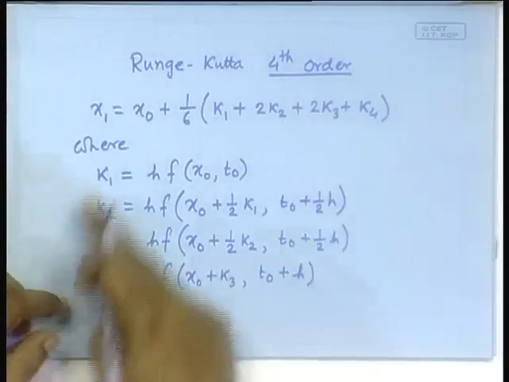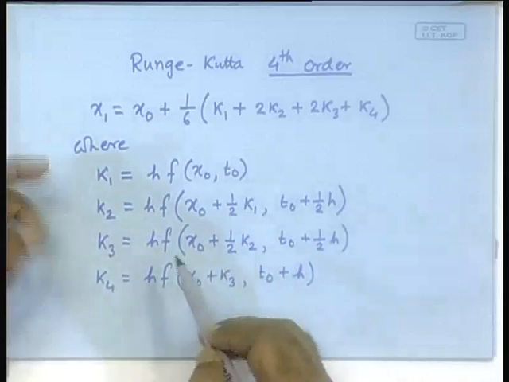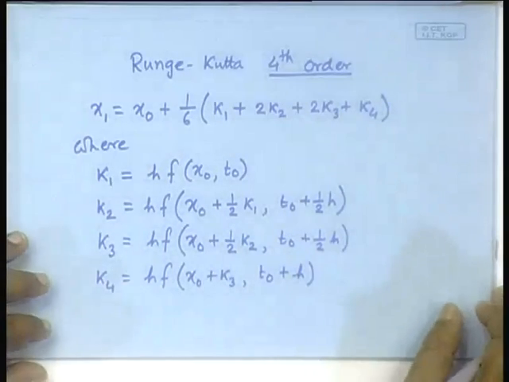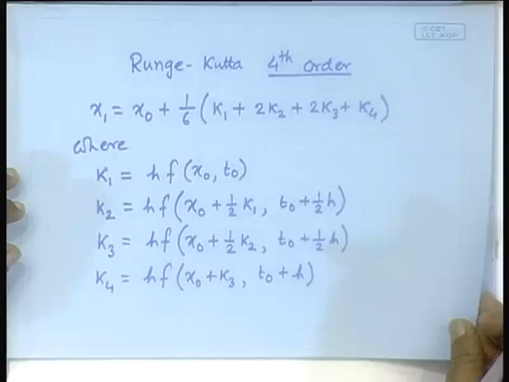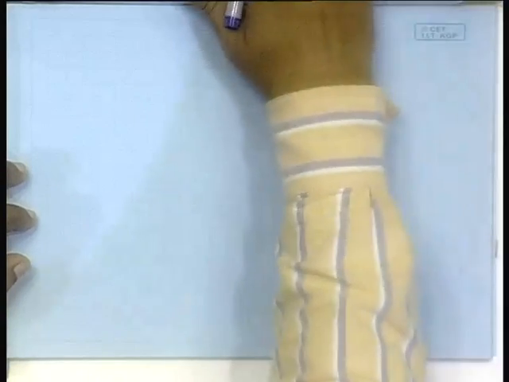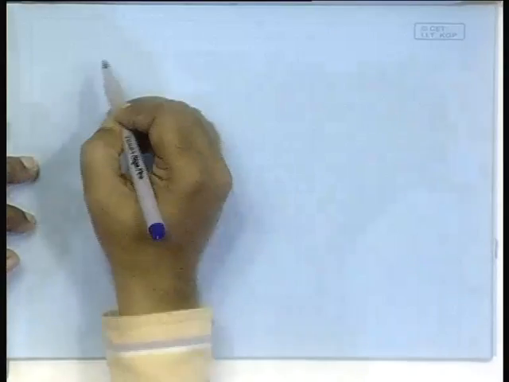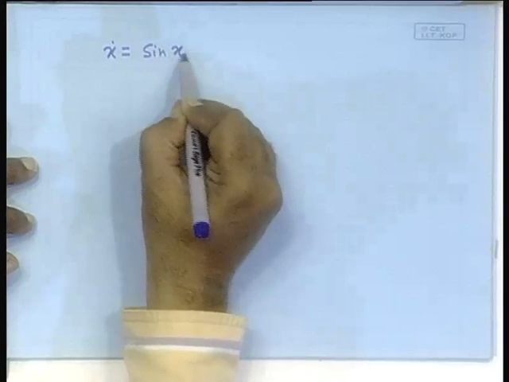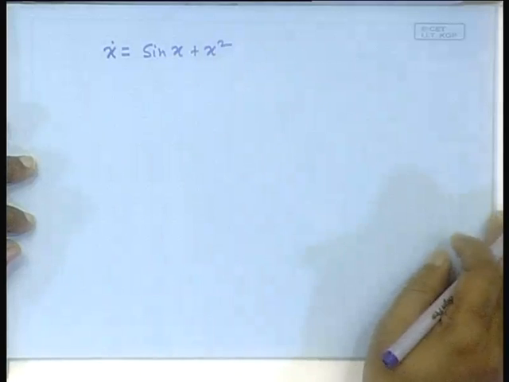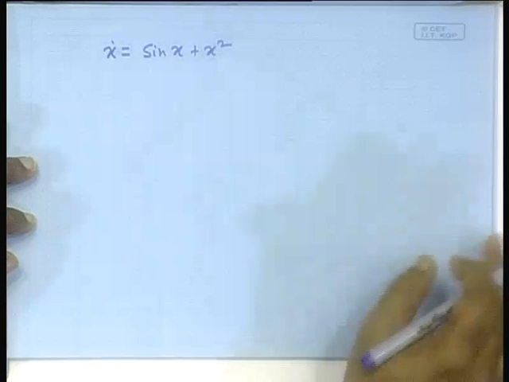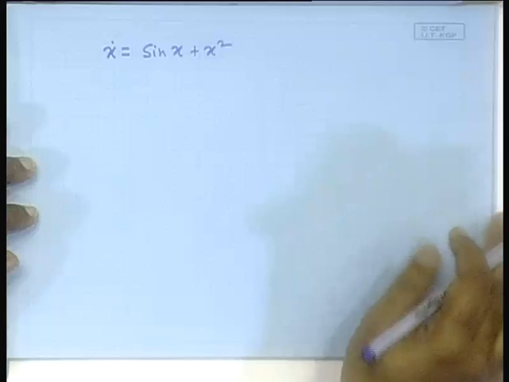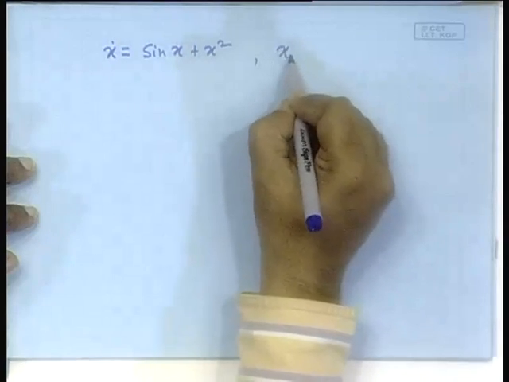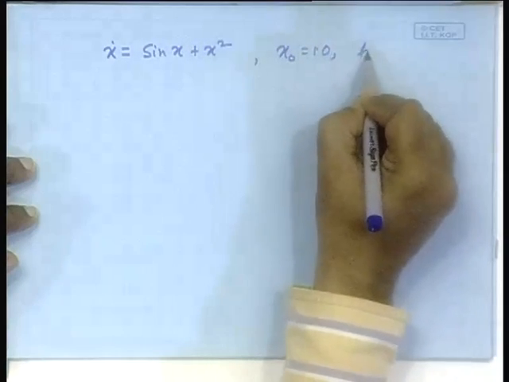Then the second step is exactly the same, only in place of x naught you substitute x1, and so on and so forth. So, let us just illustrate one of these calculations. We will still keep these in hand so that we can compare. Still we are going with the same equation, x dot is equal to sin x plus x square. We know that our x naught is equal to 1.0, h is equal to 0.1.